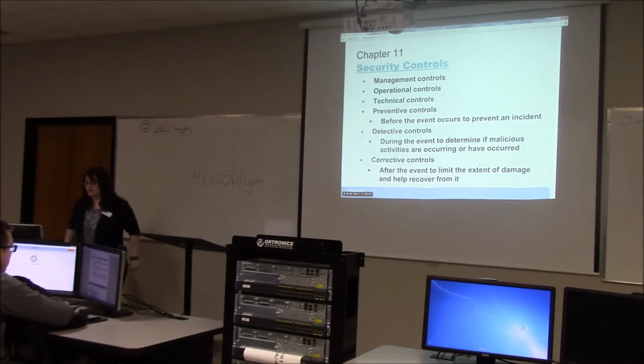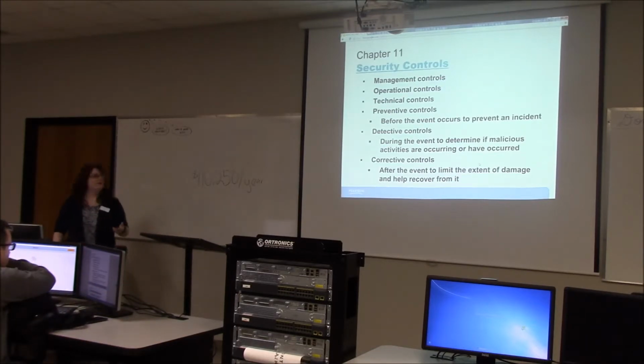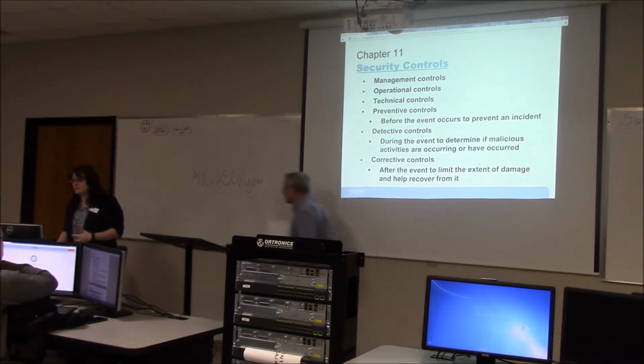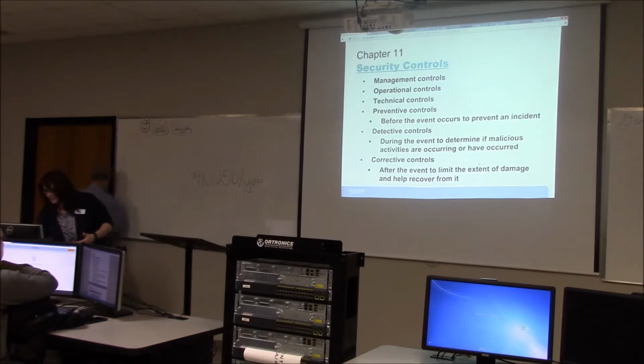Some of the ways we classify those controls: preventative, try to prevent something; detective, use during the event to figure out if something has happened; and then corrective controls, try to limit the extent of any damage that has happened from a malicious attack, and then try to recover from it.